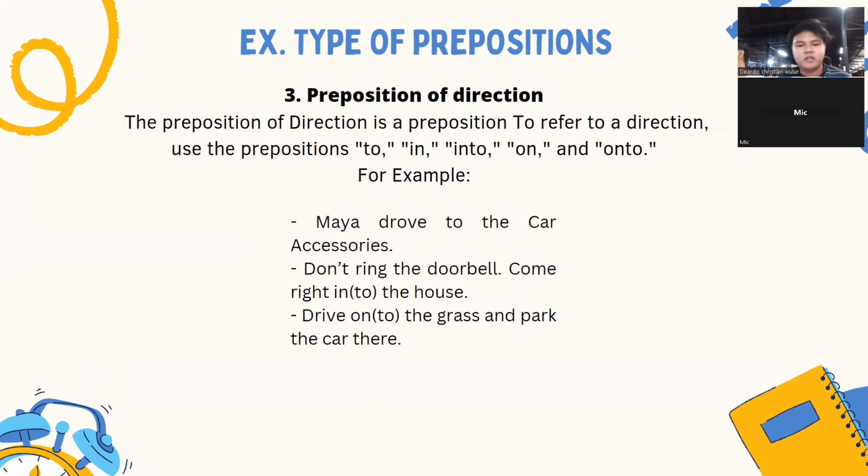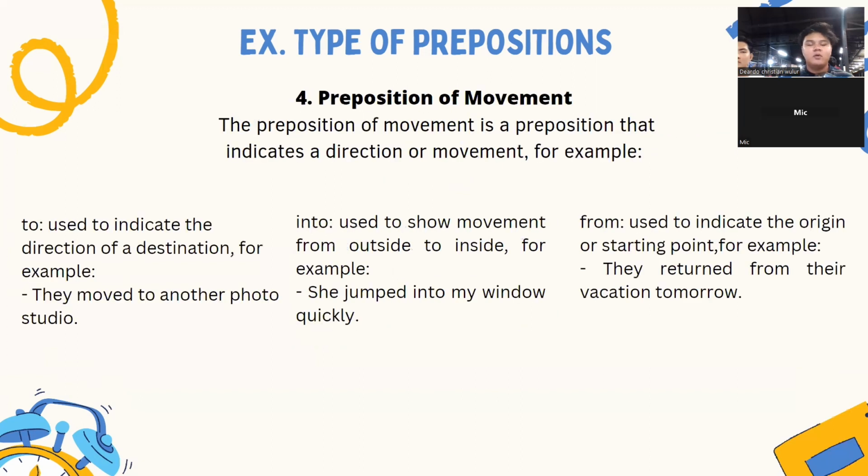And three, the preposition of direction is a preposition used to refer to direction: to, in, into, on, and onto. For example, Maya drove the car across. Don't ring the doorbell. Come right into the house. Drive on the grass and park the car there. And therefore, I let Maliki take over the presentation.